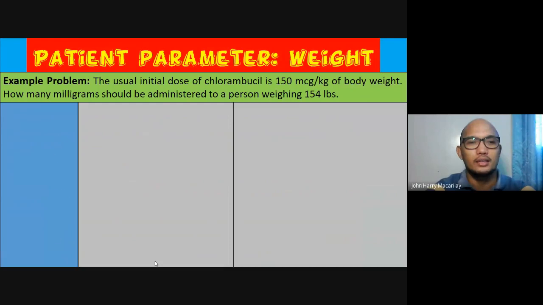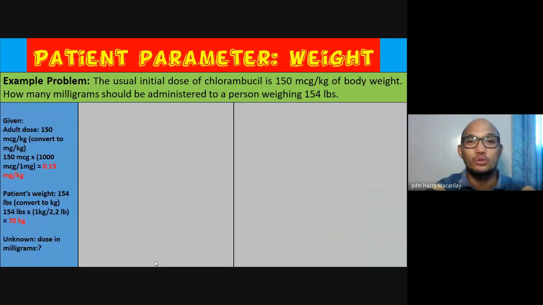For the given, we have to identify the adult dose. The adult dose is equivalent to 150 micrograms per kilogram, but the problem is asking in milligrams. That's why we have to convert micrograms to milligrams, which is 150 micrograms times a ratio of 1 milligram over 1000 micrograms, which is equivalent to 0.15 milligram per kilogram. So 1 milligram is actually equivalent to 1000 micrograms.